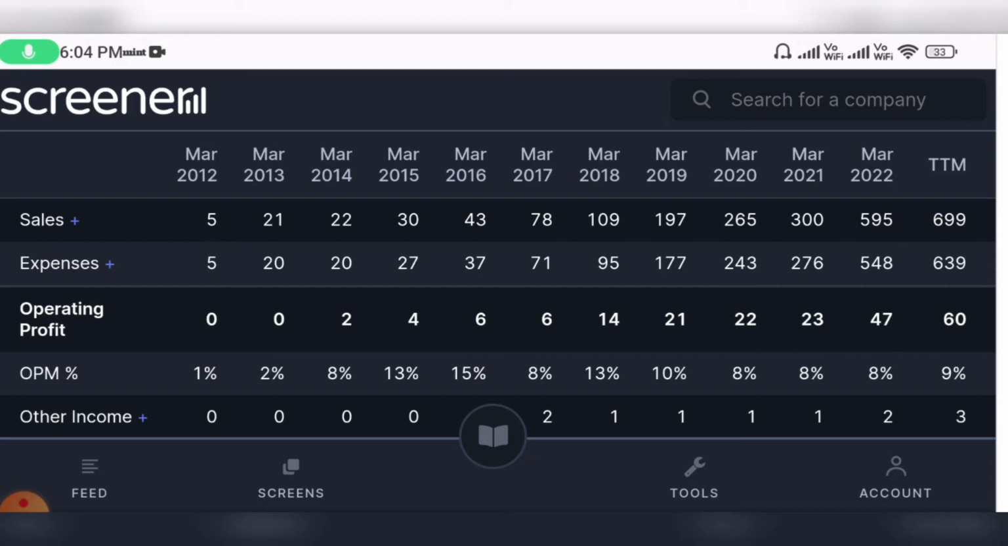So this is a whopping 100 times. So this is simply brilliant, and you can see every year it has grown. So this is what we expect a stock to be, right? So you can neglect the TTM part, so you can concentrate till March 2022.